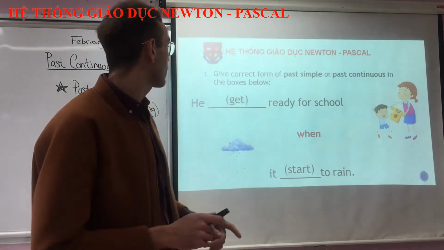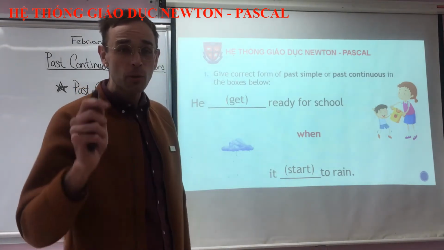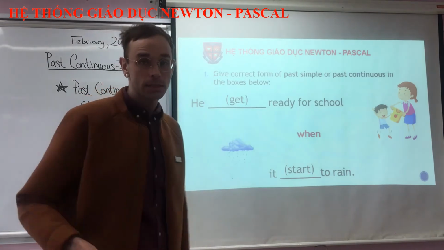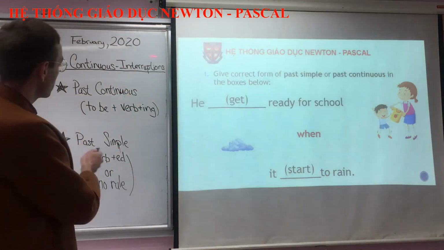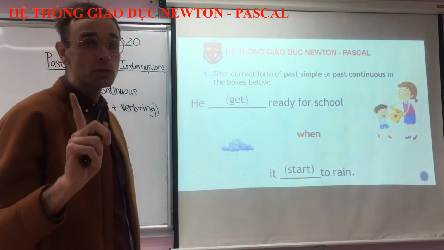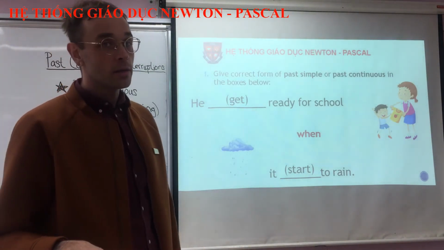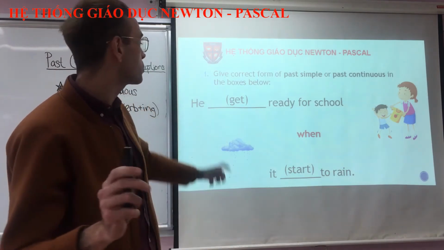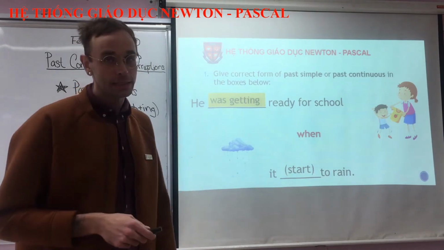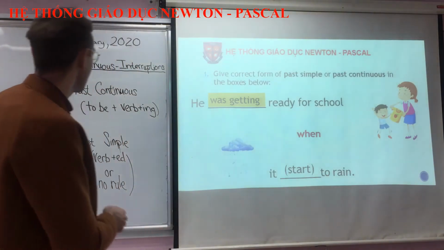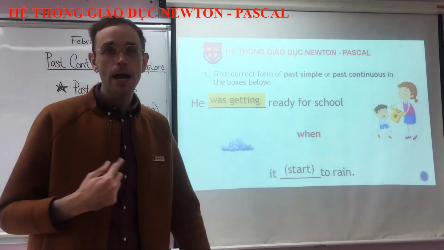All right, welcome back. So, we have two verbs. We have verb number 1, get, and we have verb number 2, start. Verb number 1, get. Do we want to put it into the form of past continuous, or do we want to put it into the form of past simple? No, not past simple, that's right. We want to put it into the form of past continuous. Remember, we need our past tense form of the verb to be. We need our verb get plus ing.